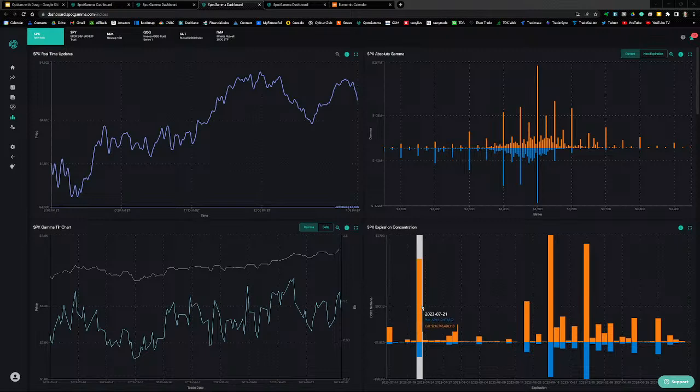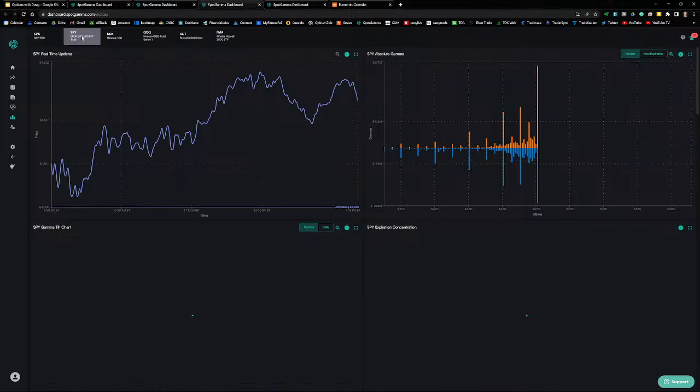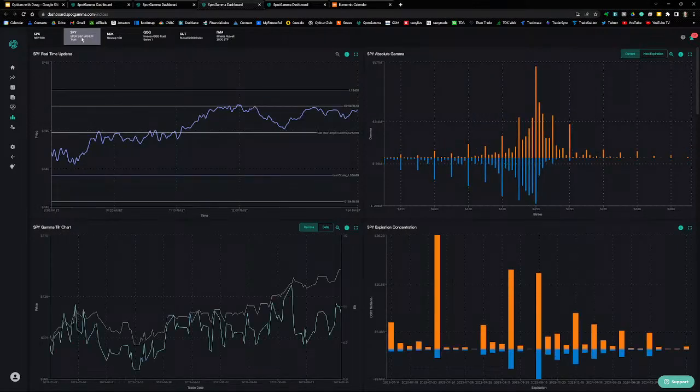So that is SPX. And note this is the 7/21 expiration. And note that the quarterly expirations for SPX are larger. So there's the September and December. Now let's take a look at SPY.